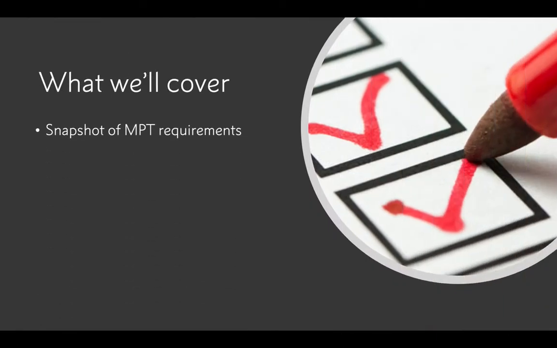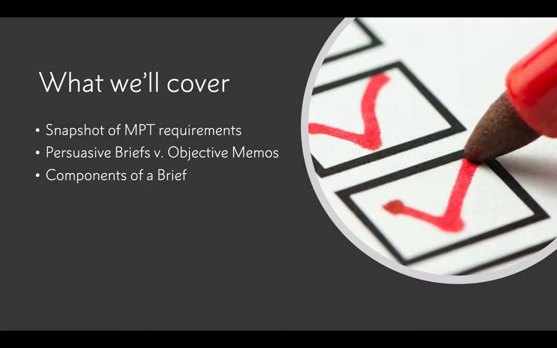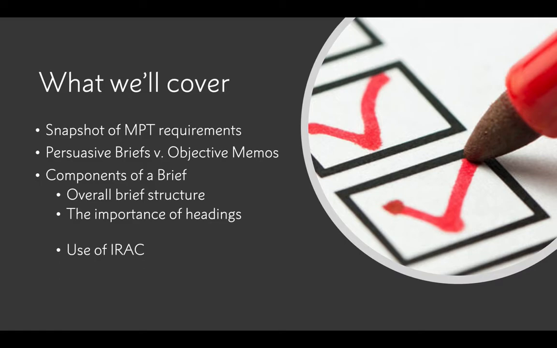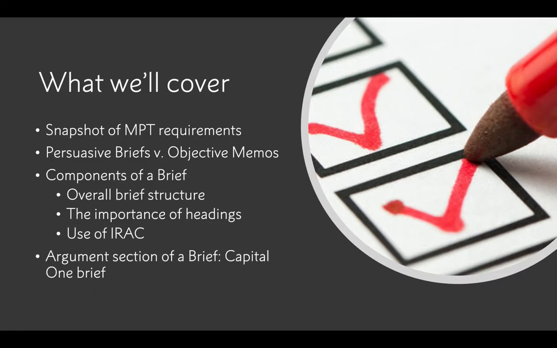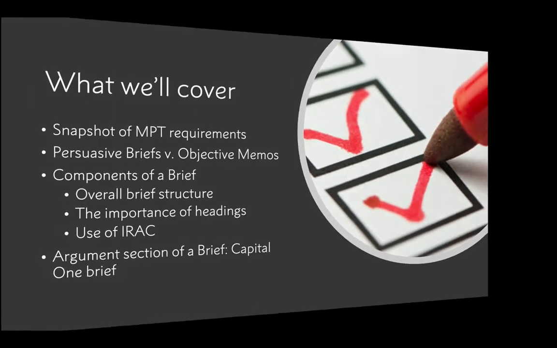So we'll cover first, quickly, what the MPT requires from you in terms of reading and writing skills. Then we'll compare and contrast persuasive briefs to objective memos, and then look more carefully at the structure and the parts of a brief, as well as the importance of headings in briefs, and how IRAC gets used. Finally, we'll put this into action by looking more deeply at one of the sections in the argument of the brief you read for this week by the defendants in Capital One.